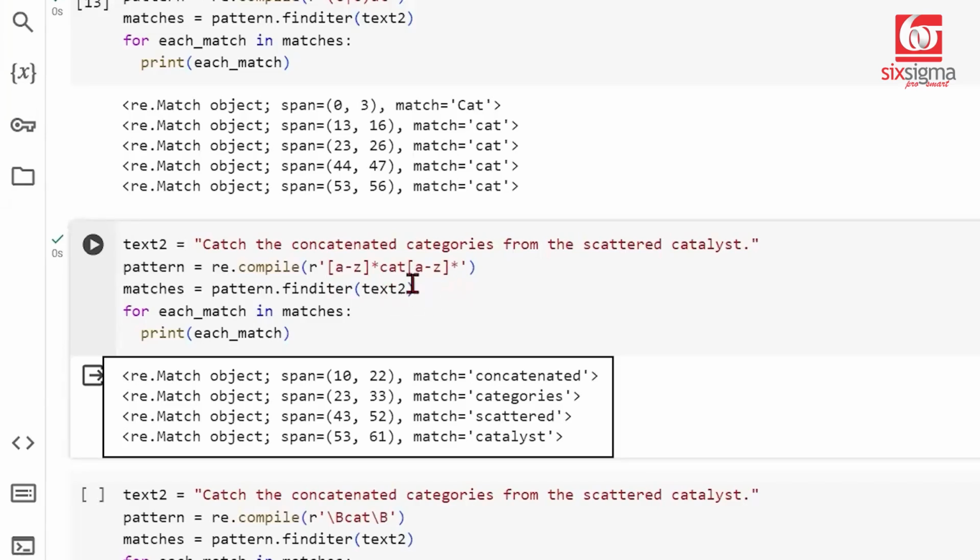If you had just the word cat, it will also be able to identify it, because we've given an option for the characters in the beginning and at the end. So they may or may not be there. It will still be able to identify the pattern cat. Why did it not capture the first word? Because it has an uppercase C. Otherwise, it would have also captured that.